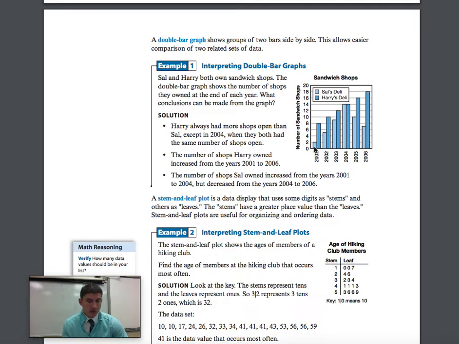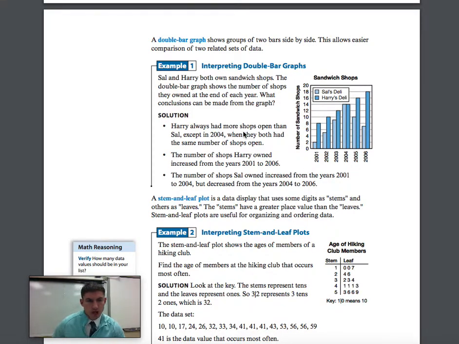Sal's Deli, on the other hand, went from in 2001 to having 2 all the way up to having 14, but then declined a little bit and had some of those shops closed down, maybe because of economic activity or the way in which those businesses were run. You saw an incline, an increase in those activities, and then a decrease. The solution in your book describes it in this way.